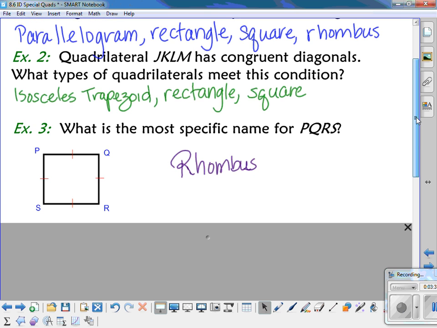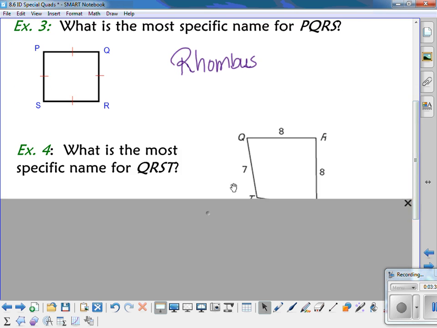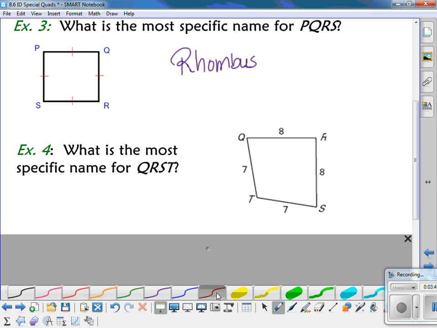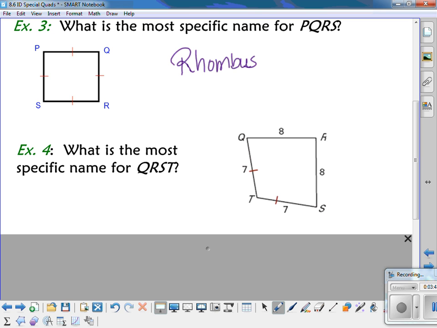All right, looking at the next example. Now I've got QRST. I noticed that I've got 2 sets of congruent sides. QT is congruent to ST, and QR is congruent to SR. And the sides are not opposite each other. They're adjacent, so that means it has to be a kite.